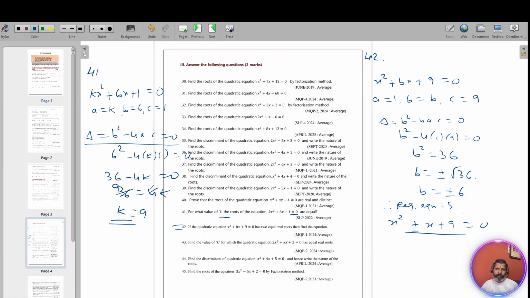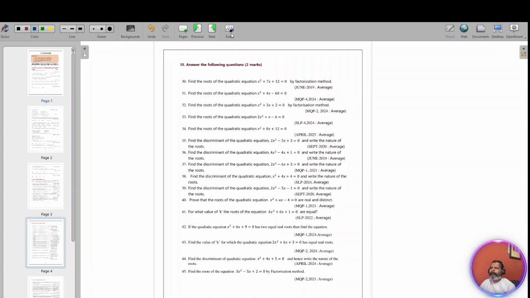Let's see the 43rd one. 43rd is what? For what value of k there are equal roots? We found it already, right? Just like 41 question. 41 and 43 are same. Just check out. Equate discriminant to 0, you will get the value. Then 44, find the discriminant and hence the nature of the roots. This is also something we can solve. We have n number of questions here. 35, 36, 37 are all same kind of questions.